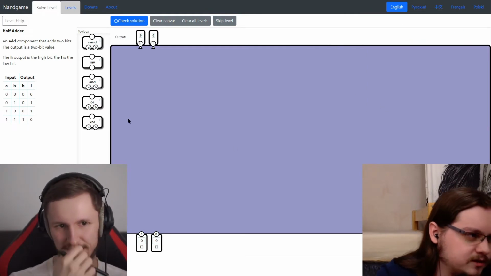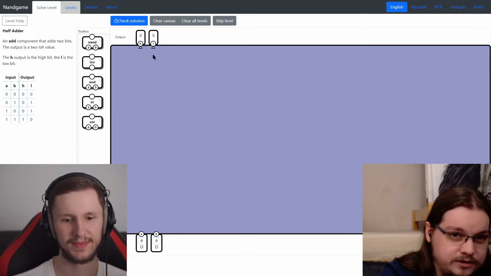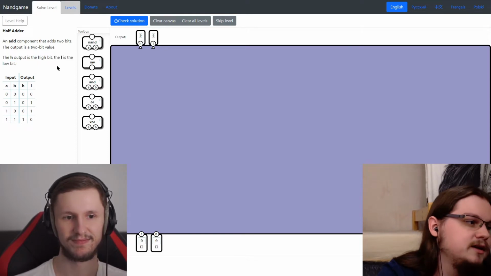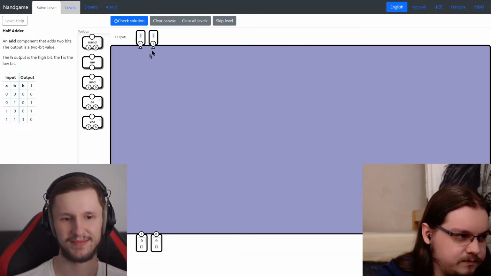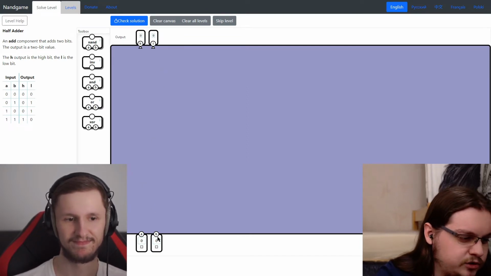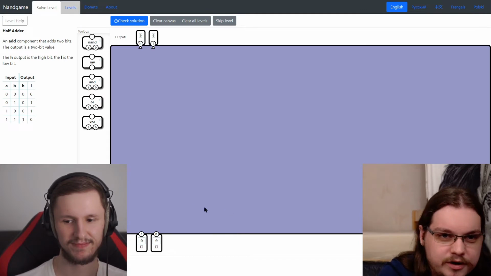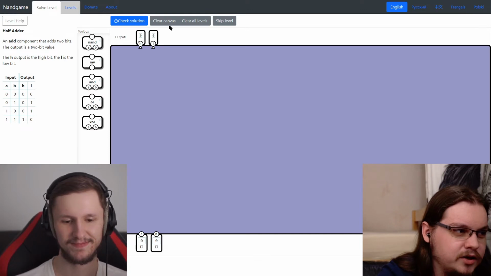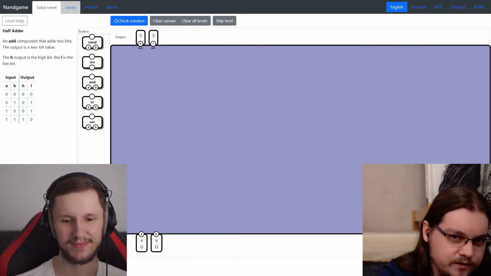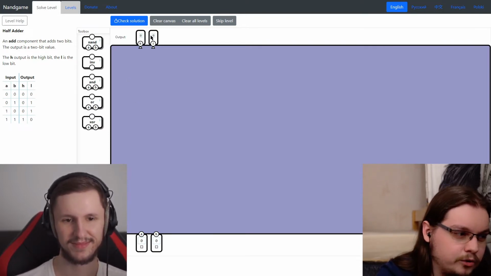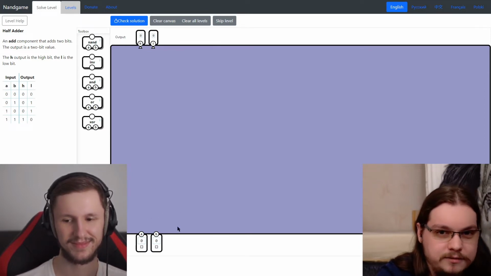An add component. Yes. Now we have two outputs. That's the first time that happened. The output H is the high bit and the L is the low bit. It's a complicated way of saying that this HL is a 2-digit number in binary. So we get two inputs, which are 1 or 0, and then we have to output the result, which is either 0, 0 if both are 0, 0, 1 if exactly one of them is 1, and 1, 0 if both of them are 1.